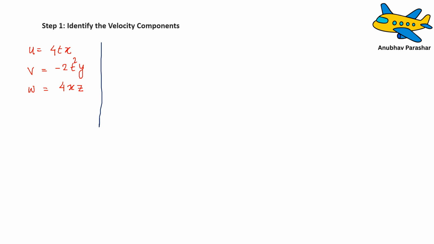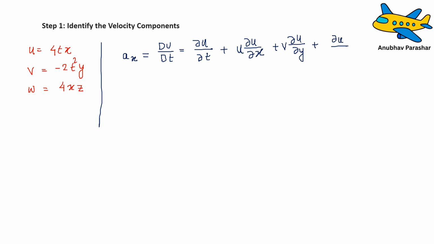So if I want to write down the acceleration in x direction, it is basically given by Du by Dt. This is the material derivative, right? So this is equal to the partial derivative of u with respect to time, plus change of u in x direction multiplied by velocity in x direction, plus change of u in y direction multiplied by velocity in y direction, plus change of u in z direction multiplied by velocity in z.